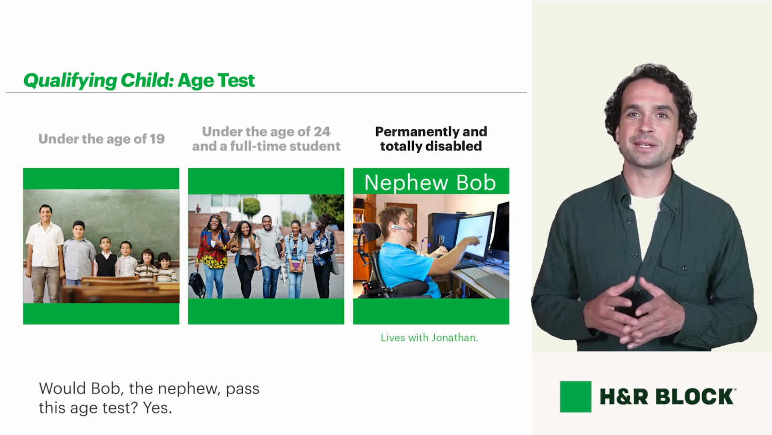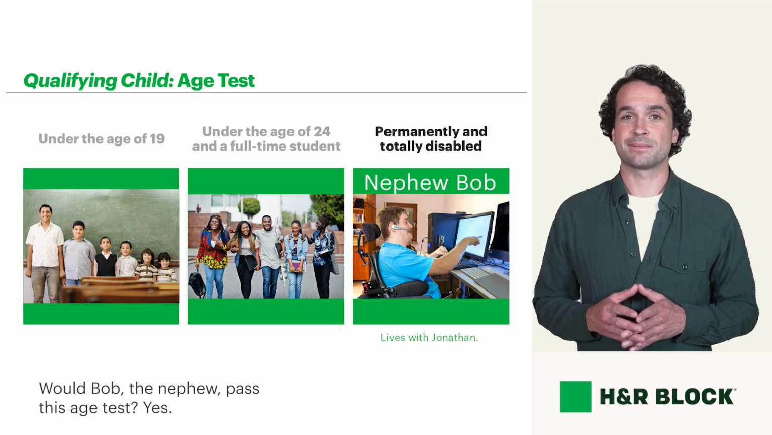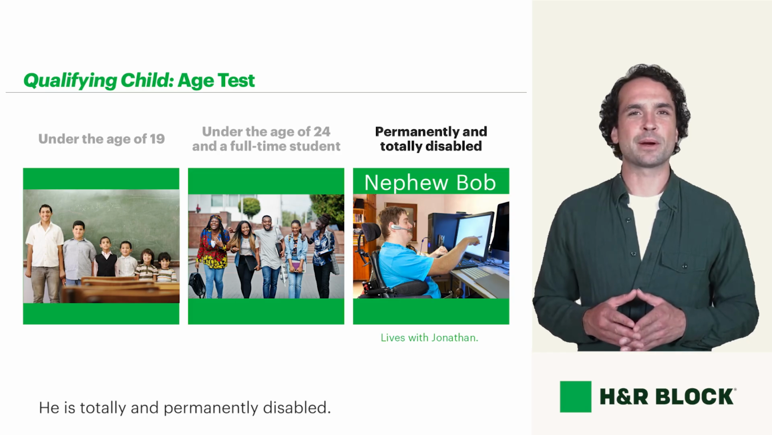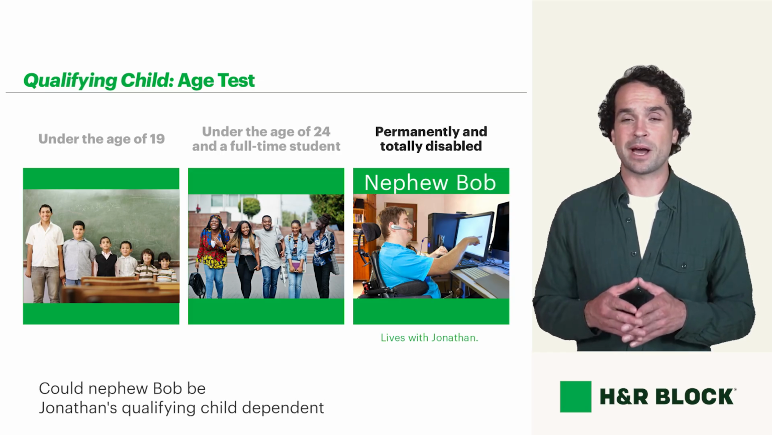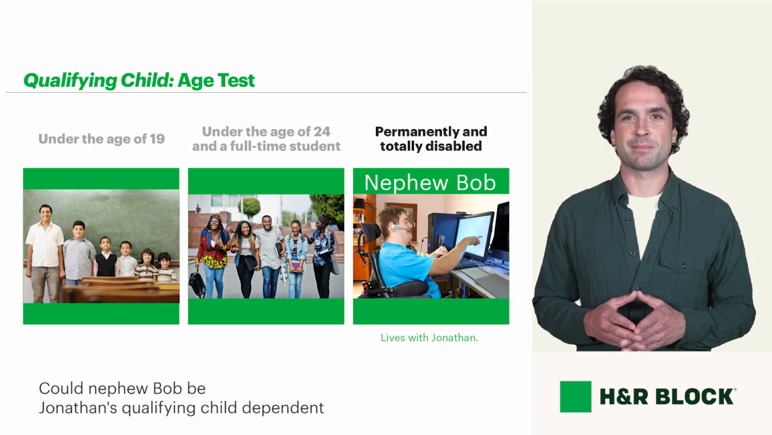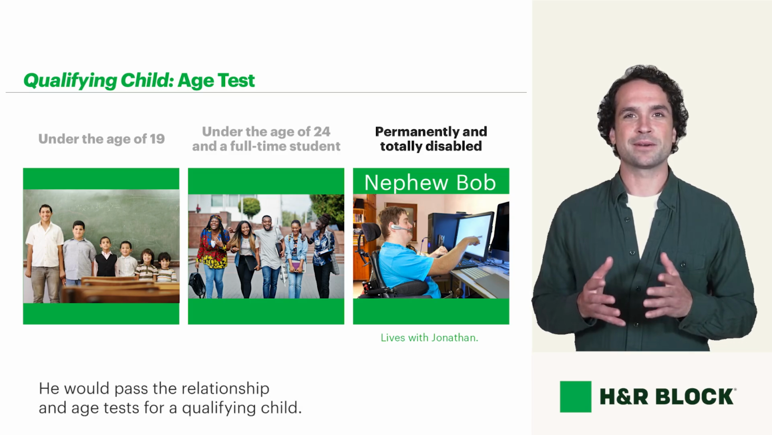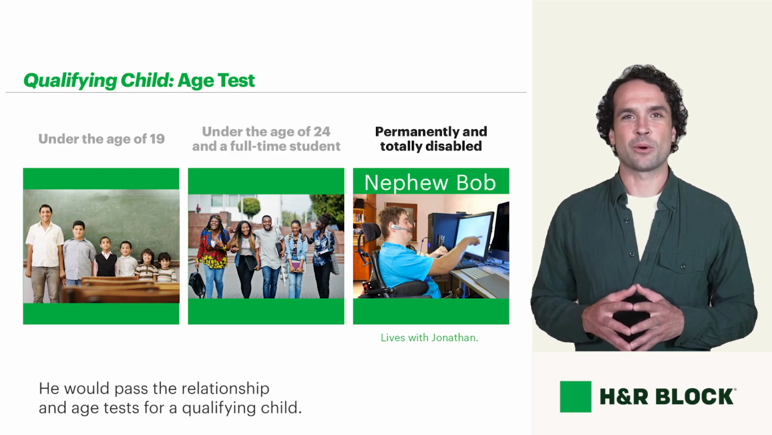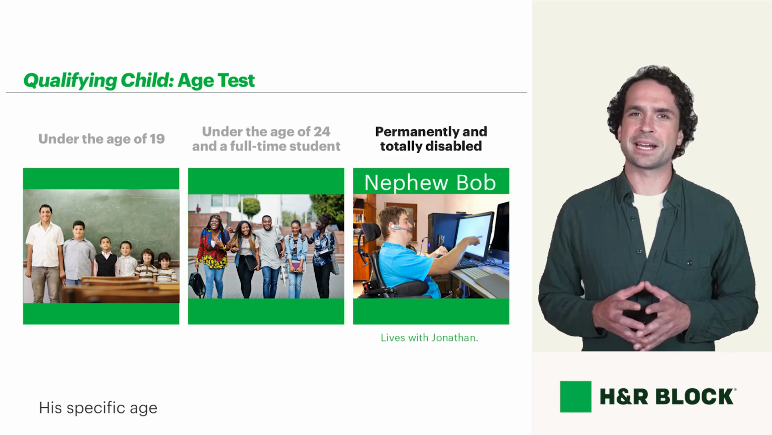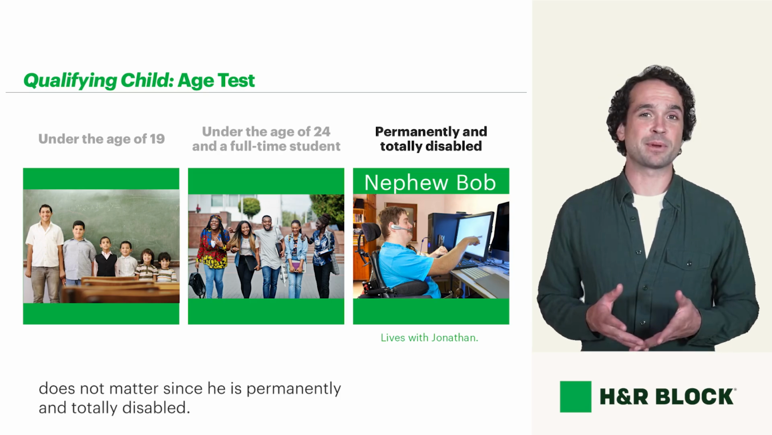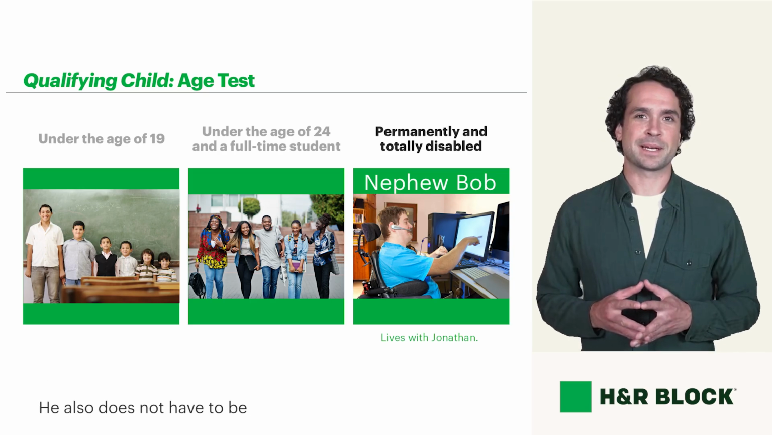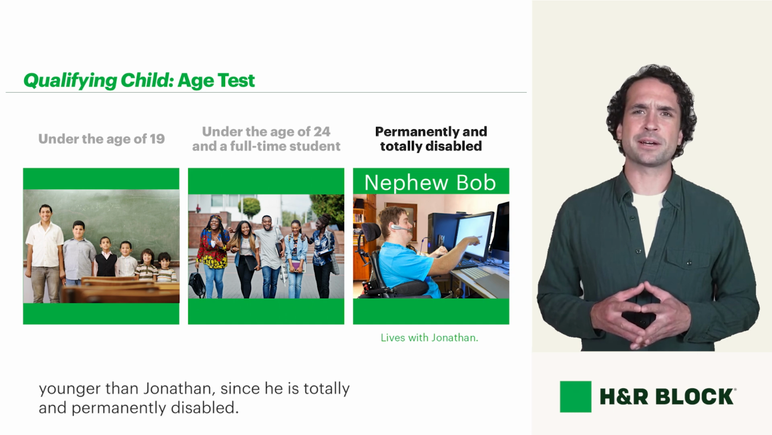Would Bob, the nephew, pass this age test? Yes. He is totally and permanently disabled. Could nephew Bob be Jonathan's qualifying child dependent considering the first 2 tests? Yes, he would pass the relationship and age tests for a qualifying child. His specific age does not matter since he is permanently and totally disabled. He also does not have to be younger than Jonathan since he is totally and permanently disabled.